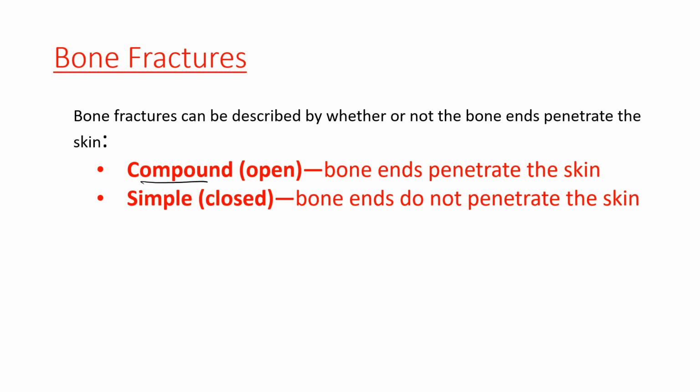A compound or open fracture is a fracture in which the bone, as it breaks, has its ends go through the skin and pierce the skin. A simple or closed fracture is one in which the ends of the broken bone do not pierce the skin.